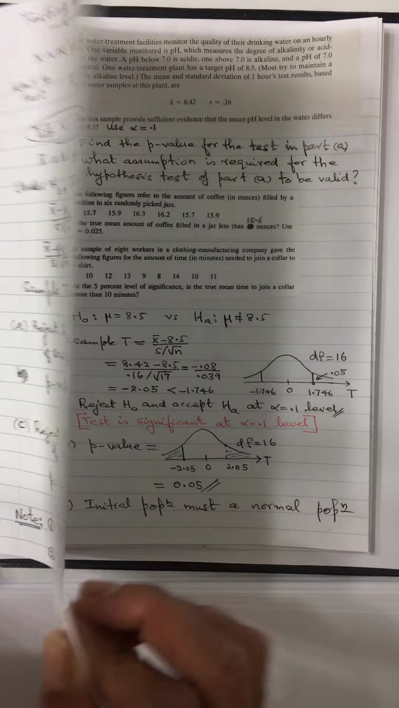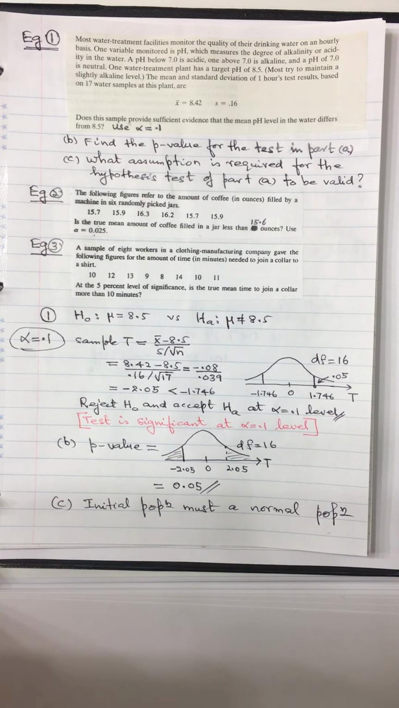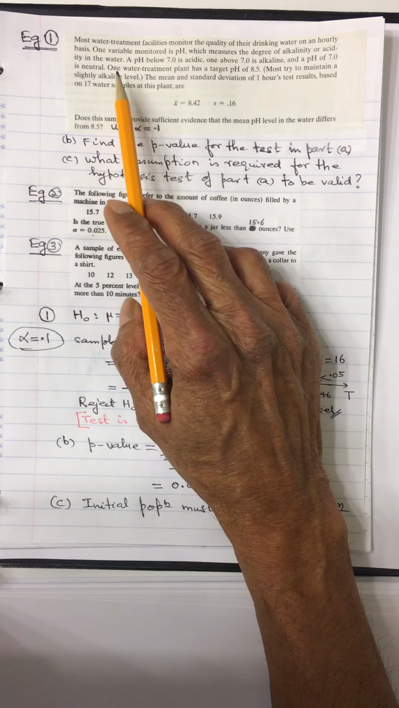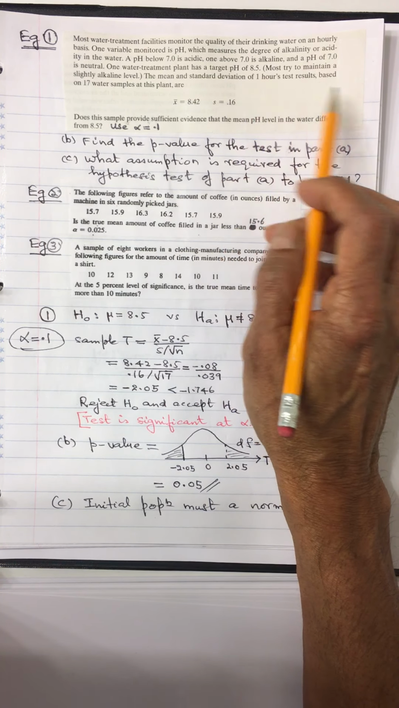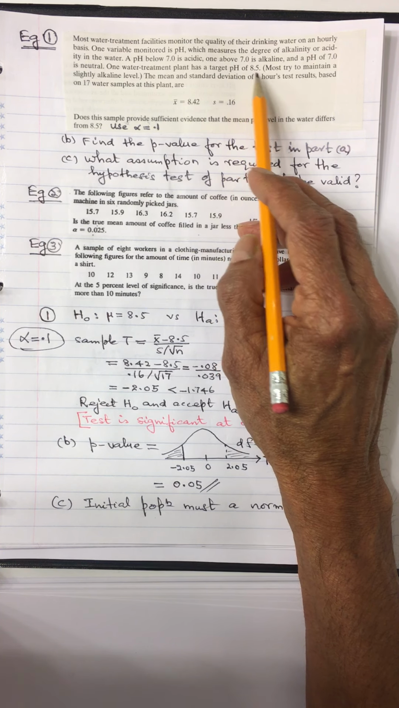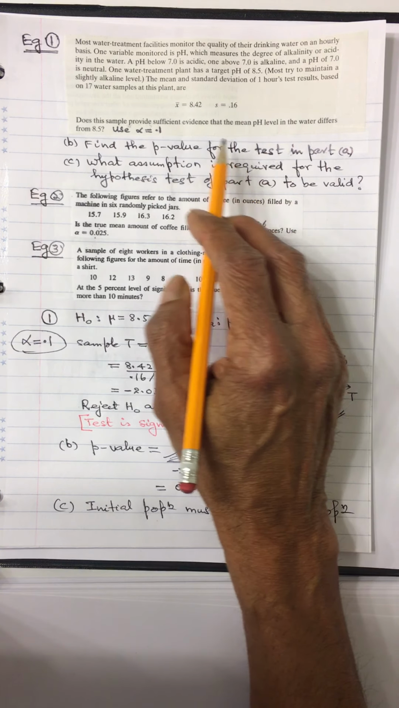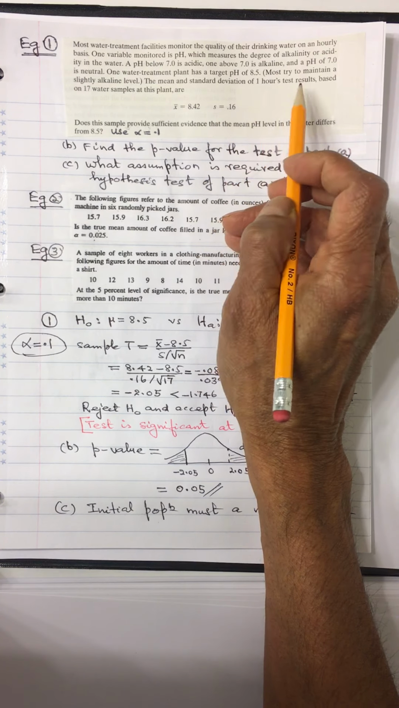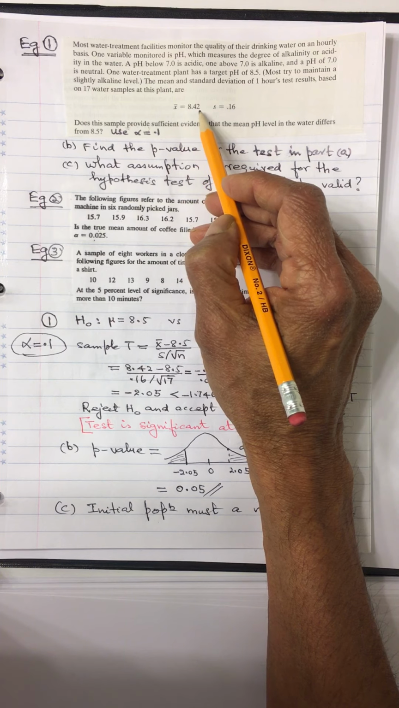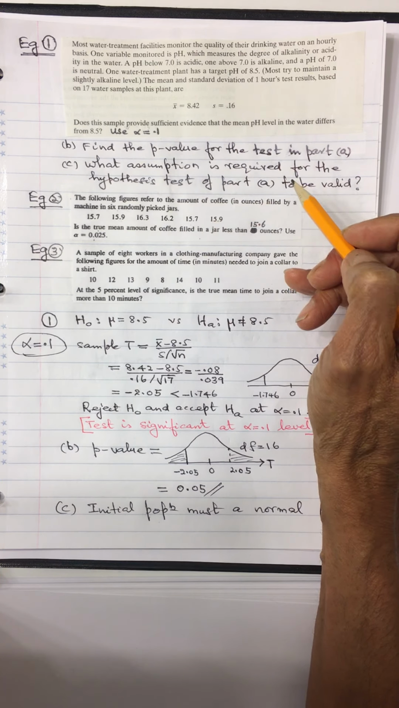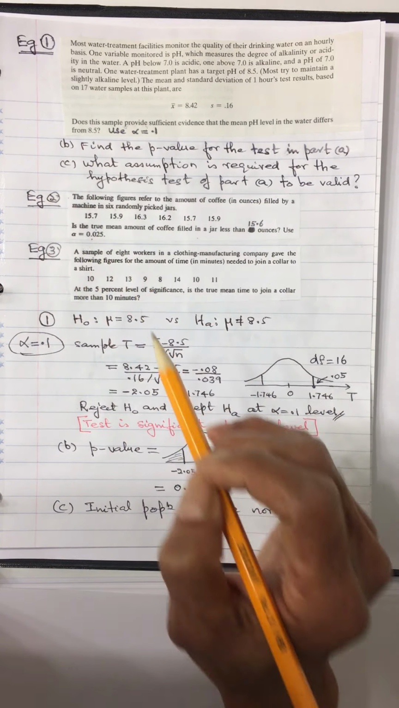All right, so let us look at a couple of examples. So as far as the example, it is exactly the same now. Okay, so in this example, this is a water treatment facility. They wanted to keep the pH level above 8.5, but according to this question, these are the data. They pull a random sample, and the sample mean of the pH level is 8.42, the sample standard deviation is 0.16, the sample size is 17.